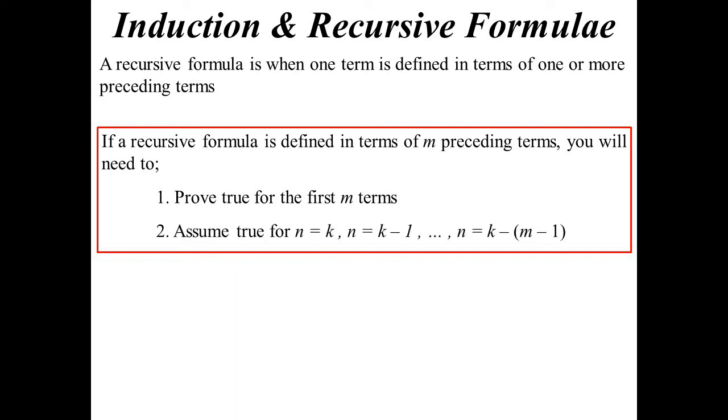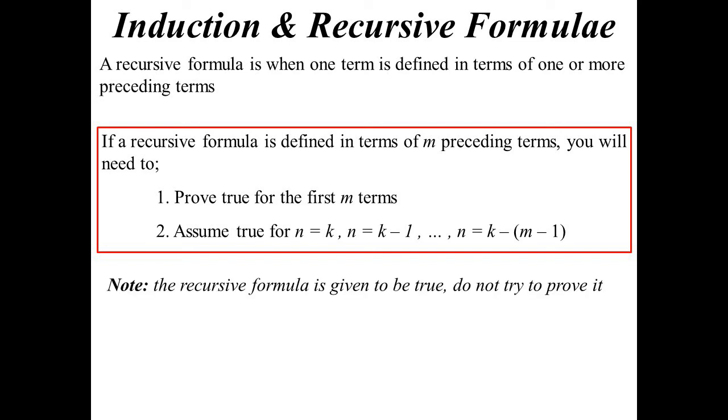And then you would assume it's true for k minus 1, however many you need, 1, 2, or 3. The recursive formula is always given to be true. You don't have to try and prove the recursive formula. They're telling you this is a fact, so you can use it in your proof. Okay, let's start with this one.